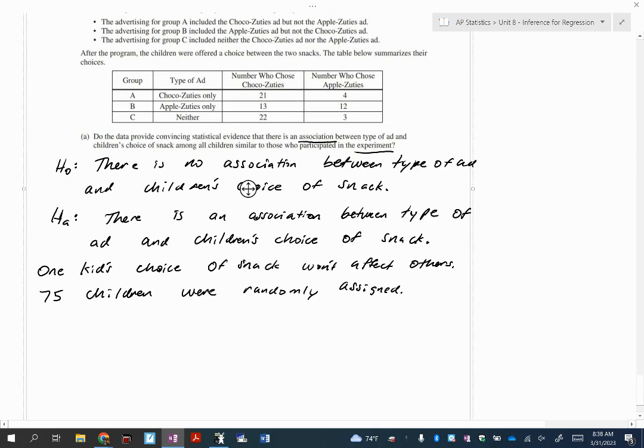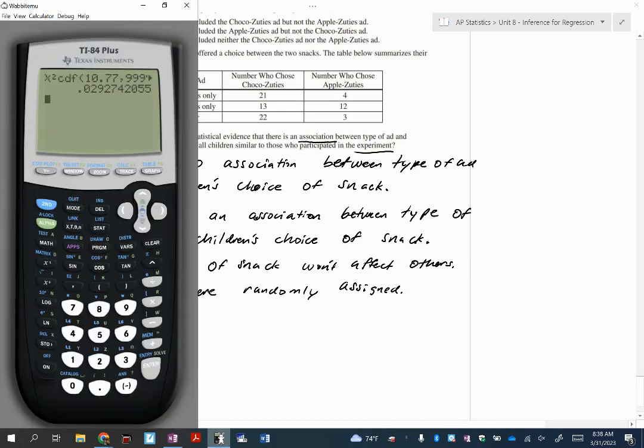And the way I'm going to do it is I'm going to run the test first, but then kind of ignore all the stuff. So second matrix, and this is going to be my matrix A, and it's going to be 3 rows by 2 columns. So 3 by 2. So that first number is 21, 4, 13, 12, 22, and 3.